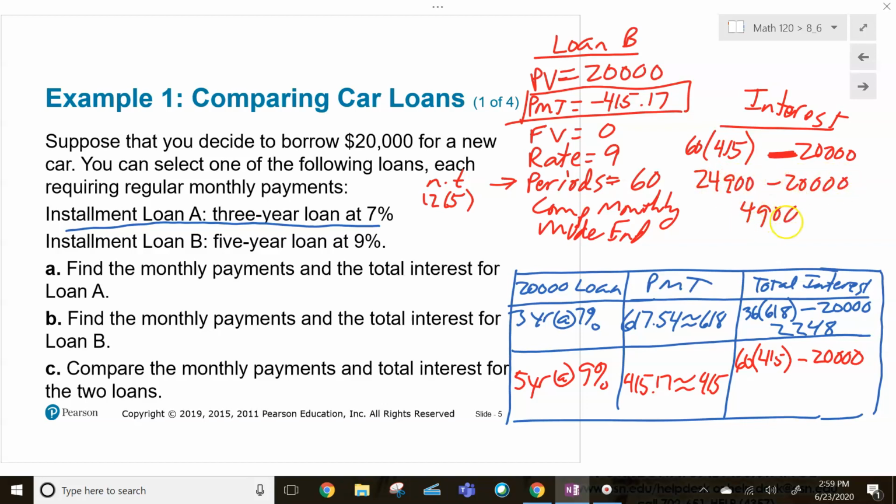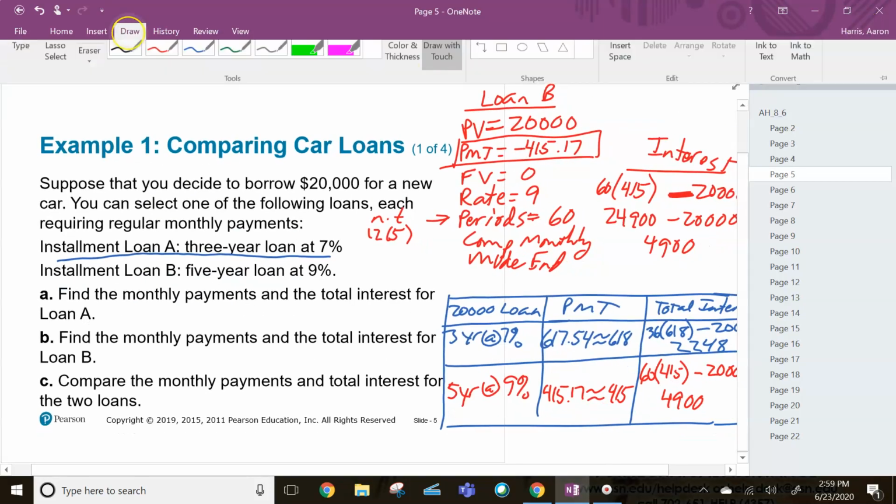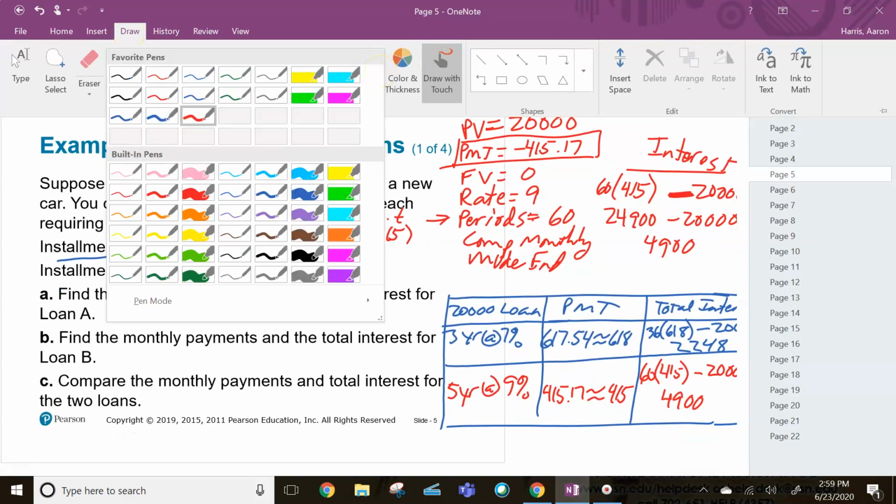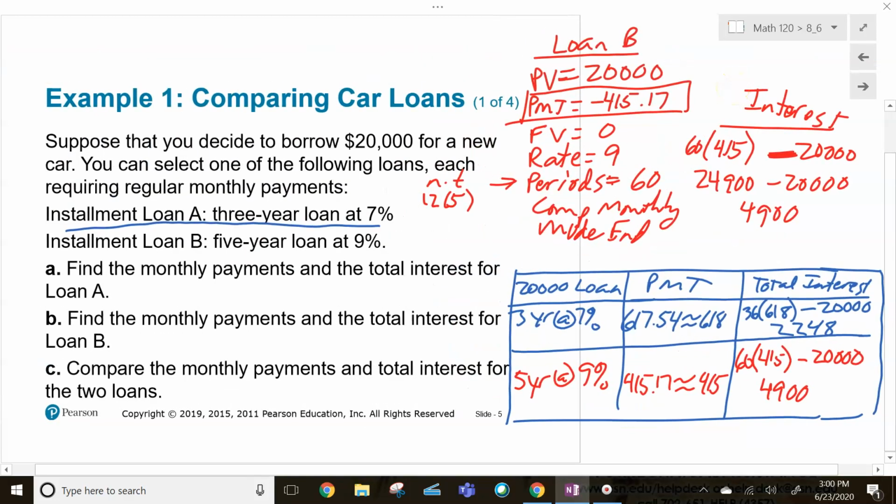So 4,900 is how much interest you pay the bank. That's how much extra you pay. All right, so if you're looking at this, you're like, well, it looks like... compare the monthly payments. Well, loan B has lower monthly payments. It's only 415, but the interest is a lot higher. It's $4,900 that you're paying over, above, and beyond the $20,000. Right? You're paying 4,900 extra to the bank.